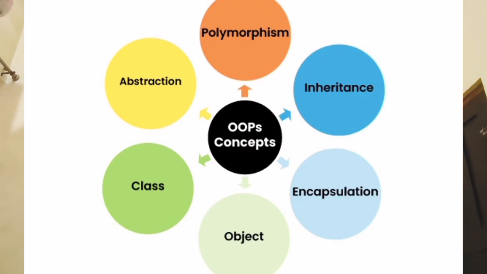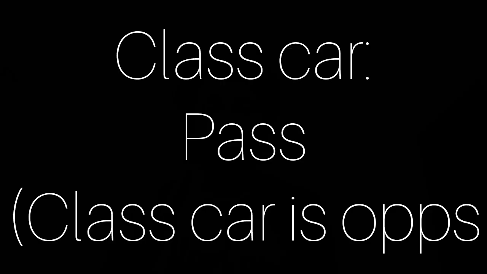polymorphism, and data abstraction. These are the different types of OOPS concepts. Class is a blueprint of a program. If we say the example class Car, it means we declare the class as Car, and pass means we just declare it as a car. Next one is object.